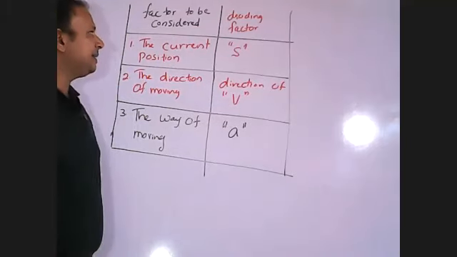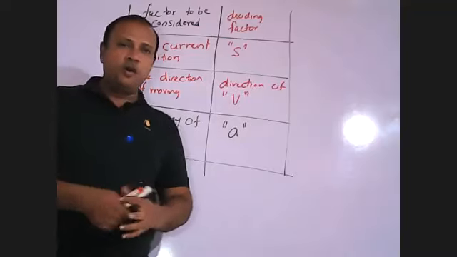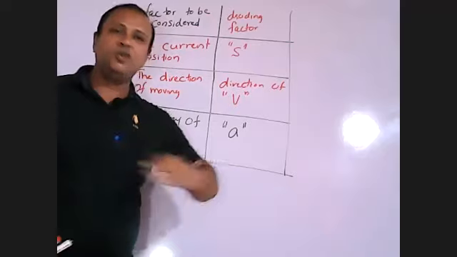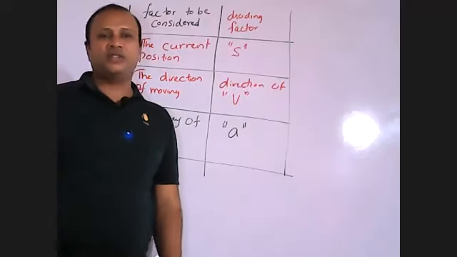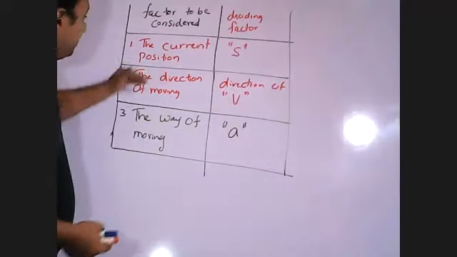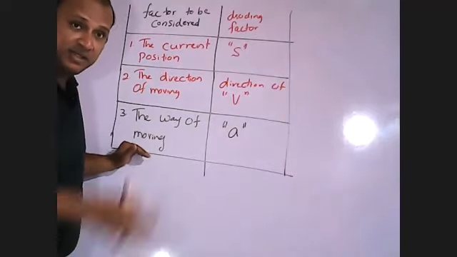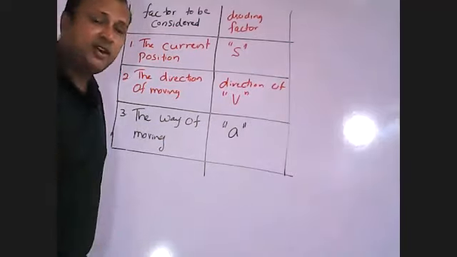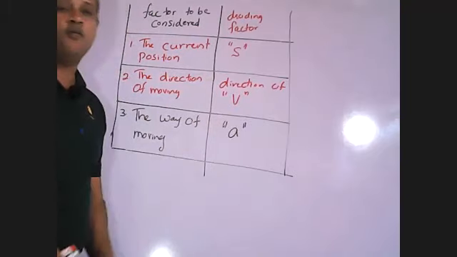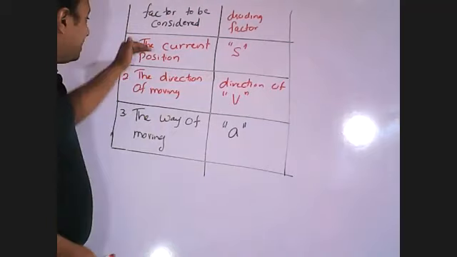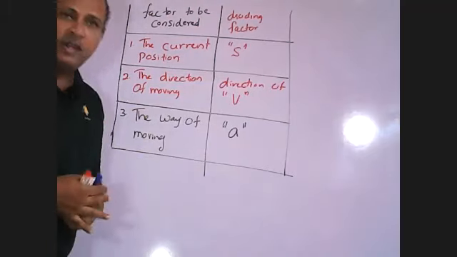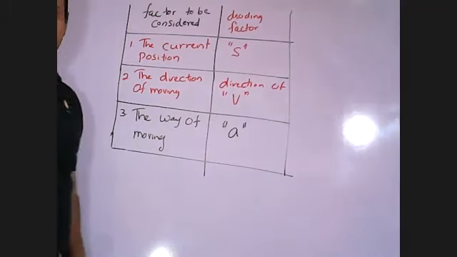So likewise, if you know the displacement, velocity, and acceleration, you can fully describe the linear motion under these three factors: what is the current position, what is the direction of moving, what is the way of moving. Under these three categories, you can fully describe a linear motion.